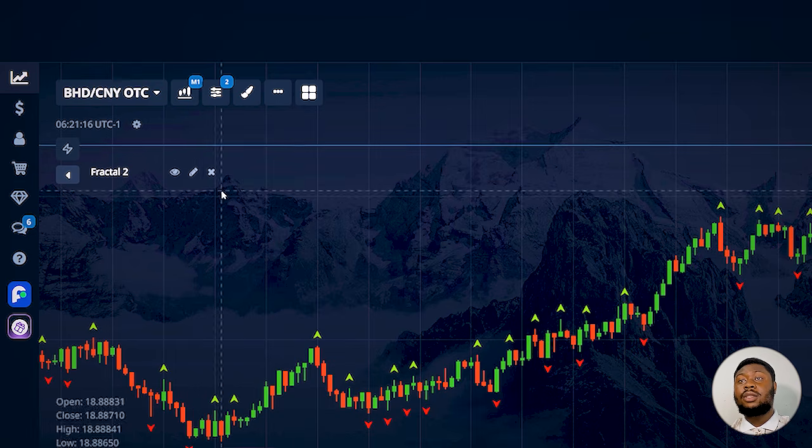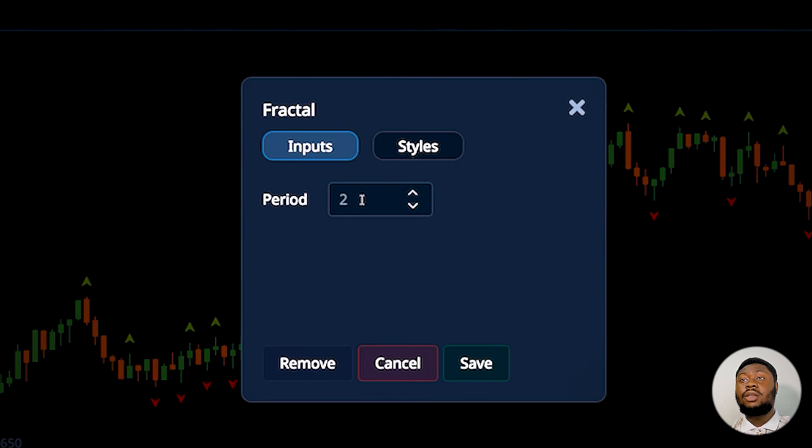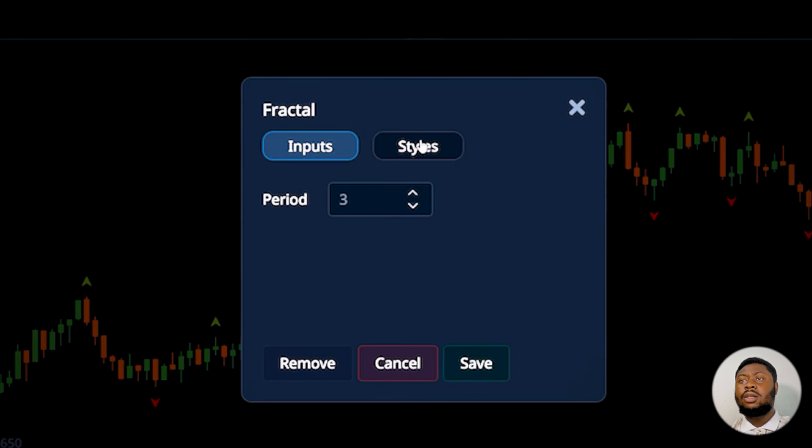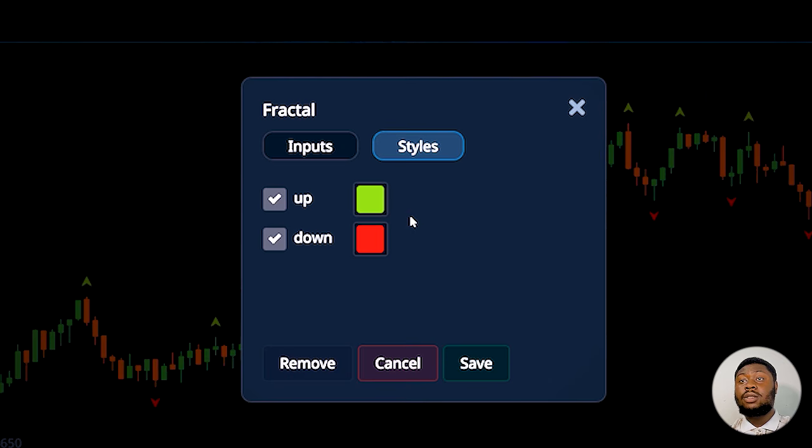Let's set up the fractal indicator. The period needs to be increased to 3 to remove unnecessary indicator triggers. I'll keep the trigger colors standard in the style settings.